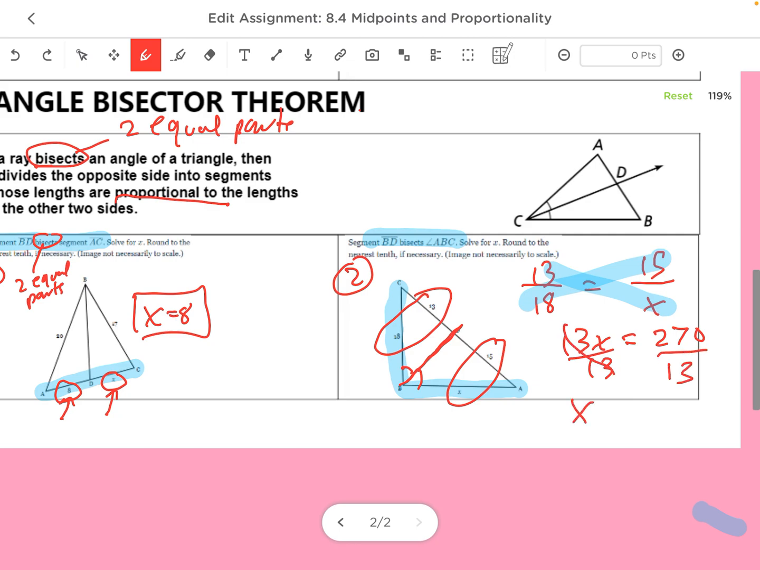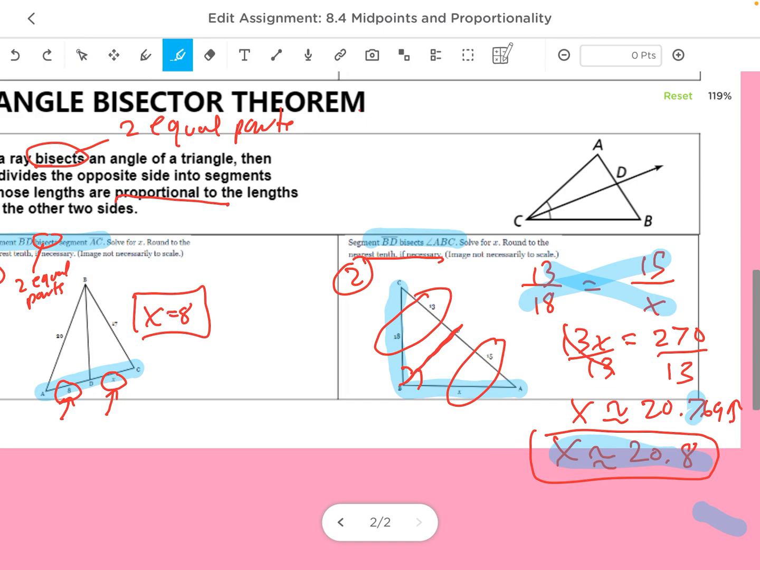X is approximately 20.769, right? But they said tenth place, right? So we know we need one decimal, and we ask ourselves, what does that 6 tell us to do with that 7? It tells us to raise it up, right? So that means X is approximately 20.8. All right, so that's it. That's our last lesson of the year.